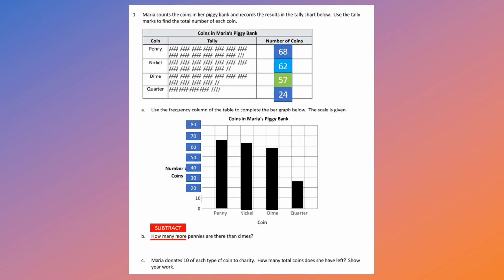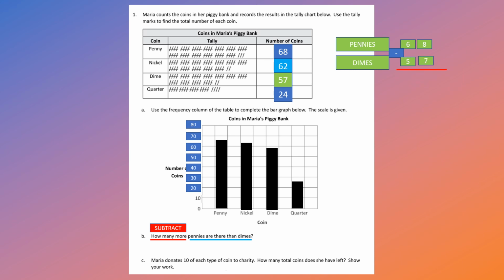Now, I'm going to reread. How many more pennies are there than dimes? Which means I'm comparing pennies to dimes. So I go up and I look at my frequency chart that I've actually filled in, and I see that my number for pennies is 68 and my number for dimes is 57. So when I write this on my paper, I'm going to make a note to myself. I'm going to write pennies 68, and I'm going to subtract dimes, which is 57.